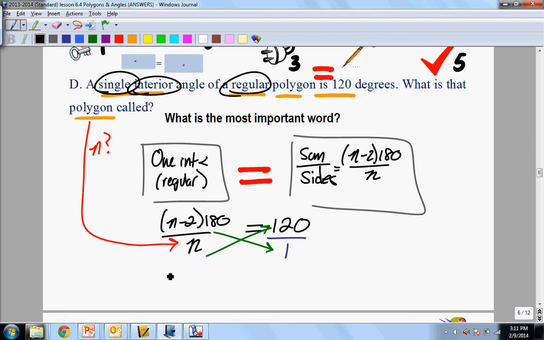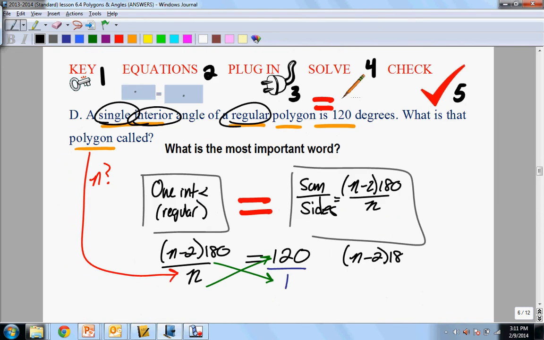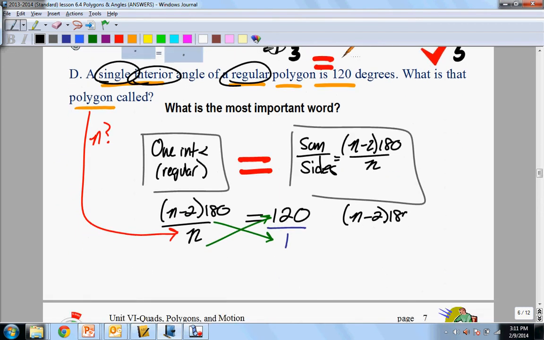Next line reads, n minus 2 times 180 equals 120n. Now we just follow PEMDAS to solve, which includes distributing. 180n minus 360 equals 120n. I'm going to pause for you to catch up.